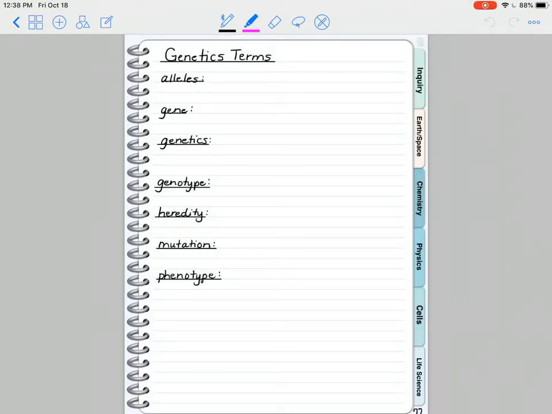Hi there. Welcome back for another lesson in the Life Science module. In this chapter, we're looking at genetics terms, which is one of my favorite subjects. I enjoy this quite a lot.